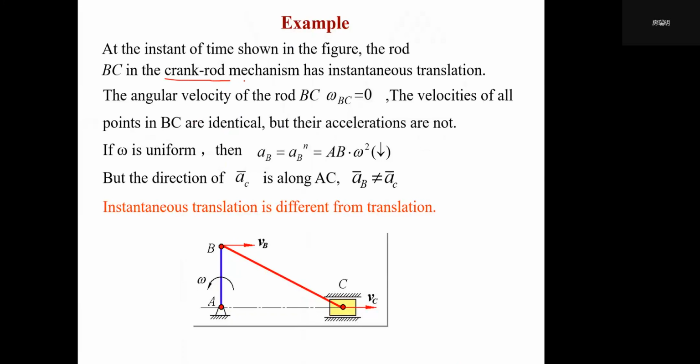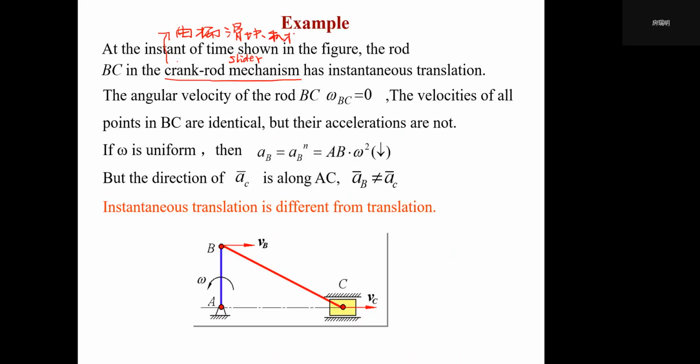rod mechanism, I have told you guys, this is 曲柄, crank rod actually also should have a slider. So crank rod slider mechanism, slider. We call that 曲柄滑块机构. 曲柄滑块 mechanism means 机构.